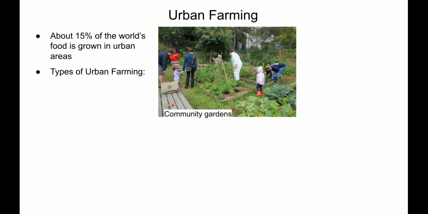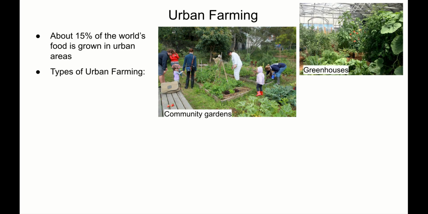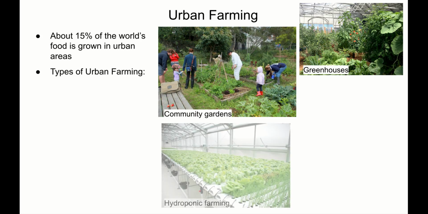And there's many different types of urban farming that we can see. Remember, this isn't exactly industrial. It isn't exactly traditional. It's kind of a hybrid. We can see urban farming in community gardens where neighbors come together to farm plots of land. We can see the use of greenhouses and do some indoor growing in a climate-controlled greenhouse.